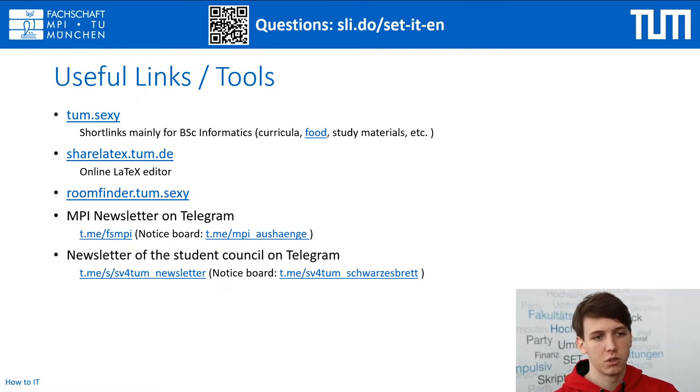Now, back to useful links and tools. We have tum.sexy, which is essentially a whole page of short links. It was mainly planned for the Bachelor of Science in Informatics and contains curricula, lectures, so essentially lecture notes and information on every single required lecture and most electives for that study course, and other study materials. But it also contains important things such as food. Where to get food, what's the menu in the canteen or in the Bistro in the ME building, etc. You can simply check it out. You might find one or two things that are really good to use.